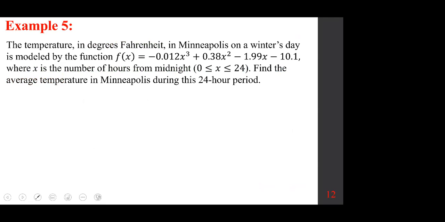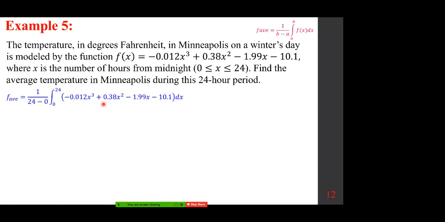Well, we use this F average that we have seen the formula for. So we are going to use that, where A is 0 and B is 24. That's all. Again, this is sort of nasty, to be honest with you, because it involves decimals and so forth. Conceptually, it's extremely simple. All you have to do is integrate and plug in.